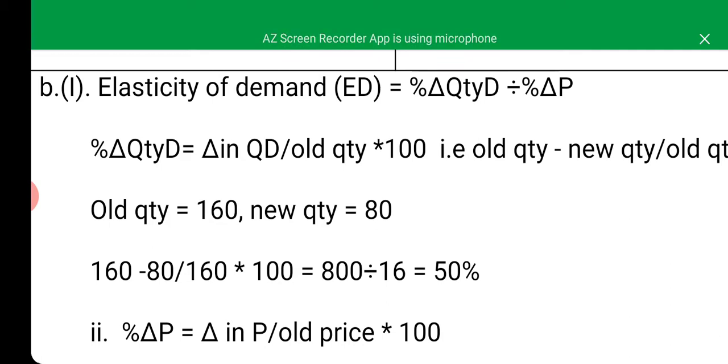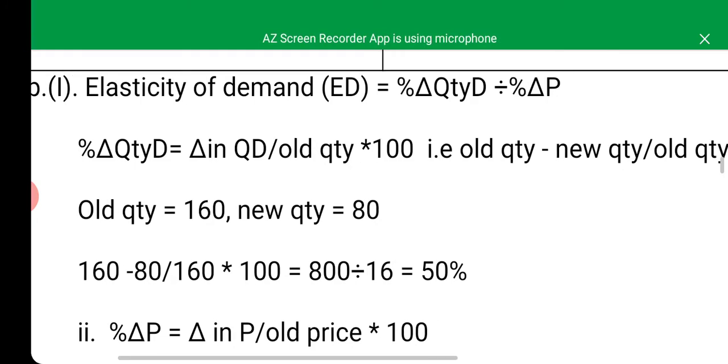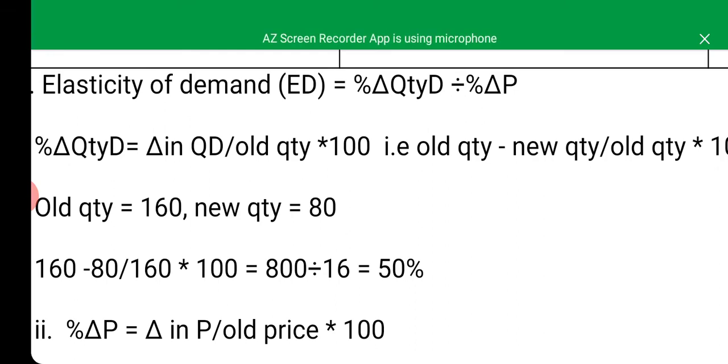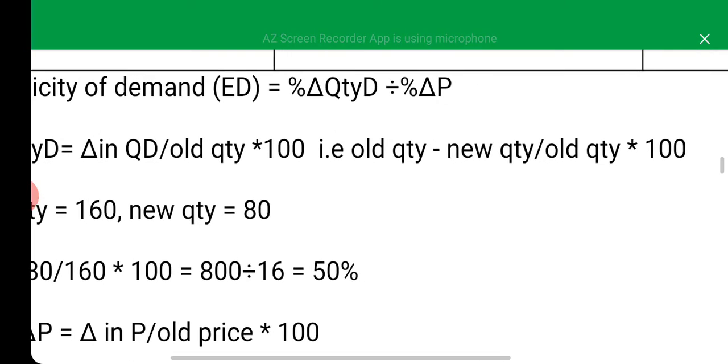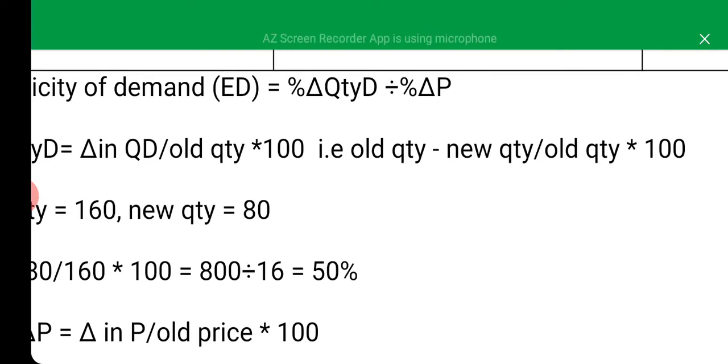By arriving at the answer for percentage change in quantity demanded separately, you also get the answer for percentage change in price. So the percentage change in quantity demanded formula is equal to change in quantity demanded all over old quantity times 100/1. Change in quantity demanded here indicates old quantity minus new quantity all over old quantity multiplied by 100.